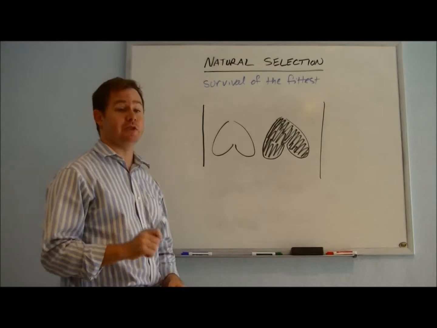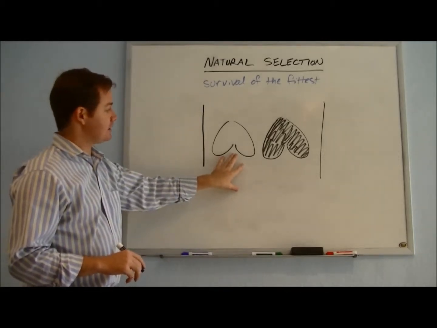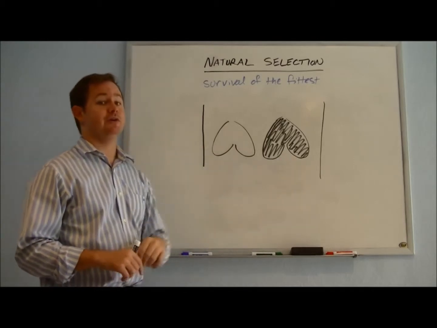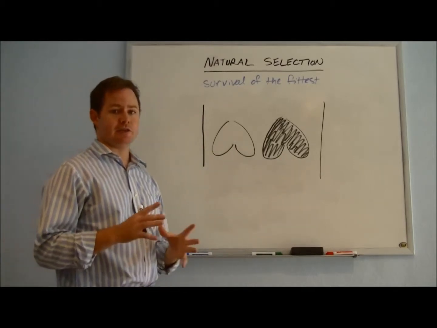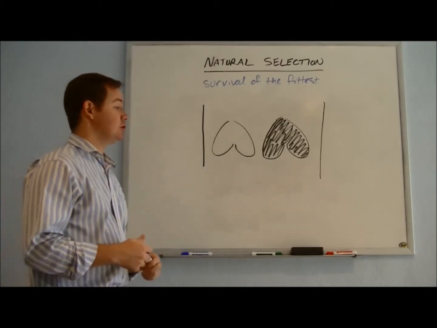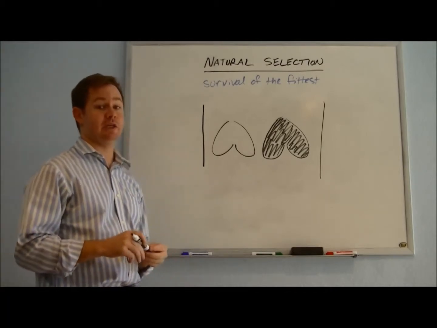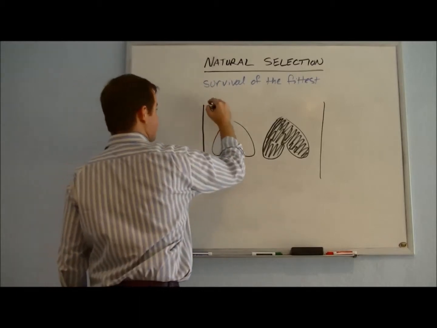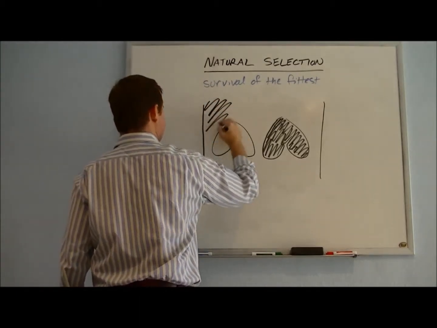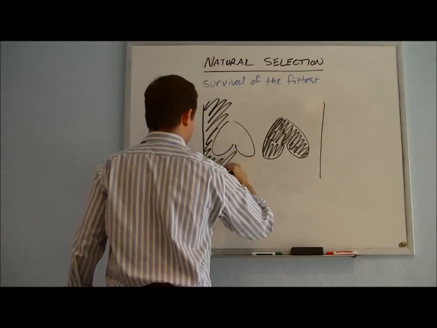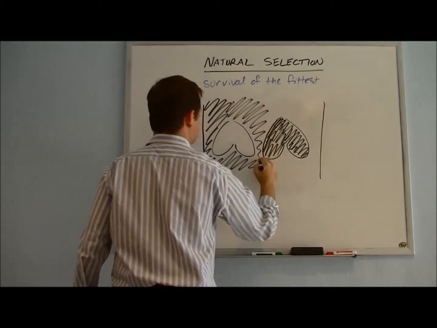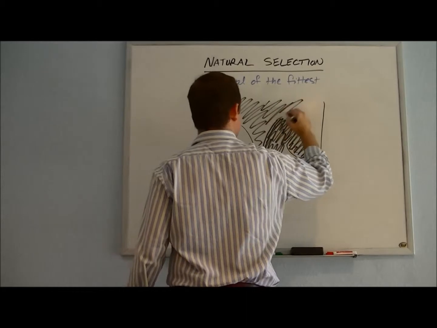Prior to the Industrial Revolution, there were lots and lots of peppered moths with the light coloring, relatively few with the darker coloring. Now let's take a look at what happens during the Industrial Revolution. The air quality in England at the time was decreasing. It wasn't very good air quality, and a lot of soot began to cover buildings and kill trees and turn the trunks of trees darker in coloring as well.